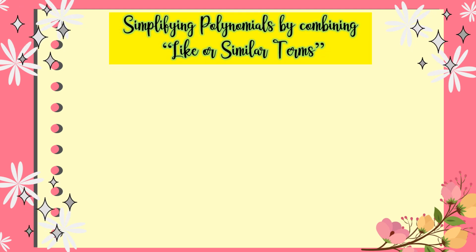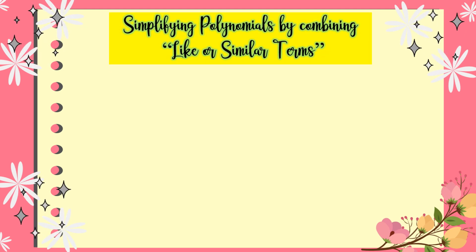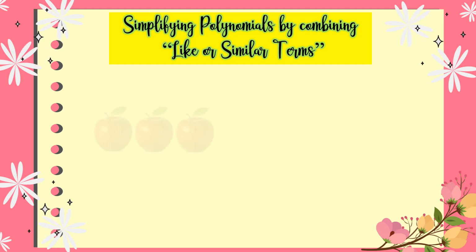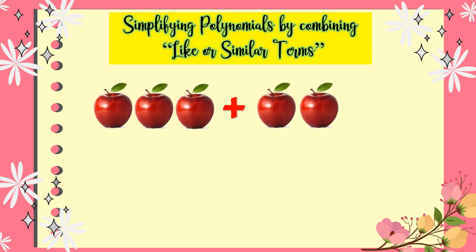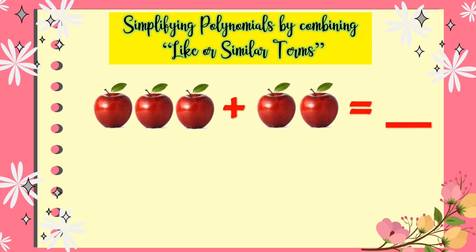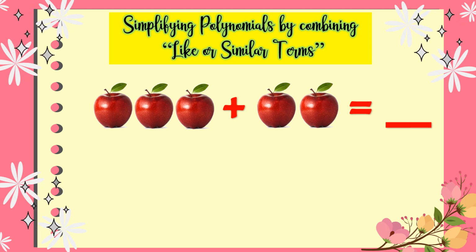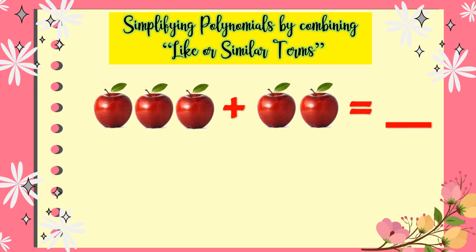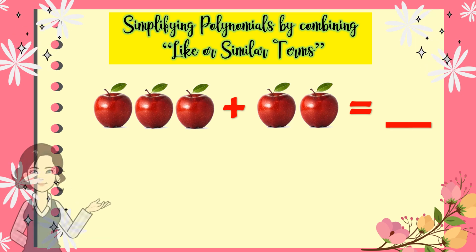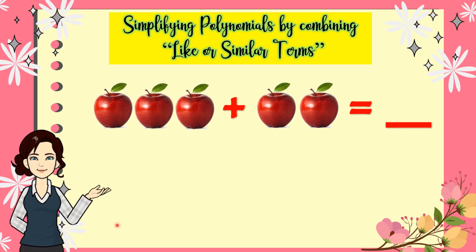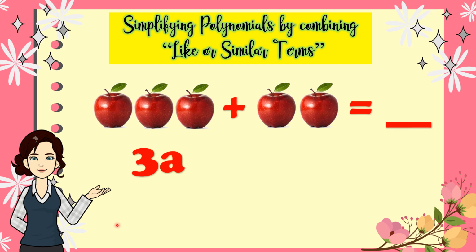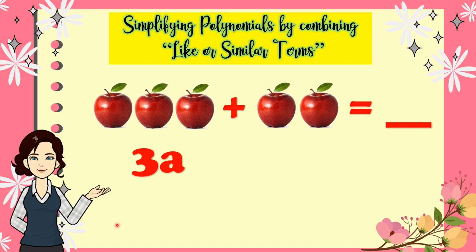Since we know how to classify terms as like or unlike, let us learn how to simplify polynomials by combining like or similar terms. Let us study this example. What we have here are 3 apples. Pag dinagdagan natin siya ng 2 more apples, what will we get? Now, this arithmetic problem, pwede natin siyang i-turn into an algebraic expression. Paano? So, kung ilan yung apples, yun yung magiging numerical coefficient natin. Let's say, 3a. Now, a is our literal factor or our variable.